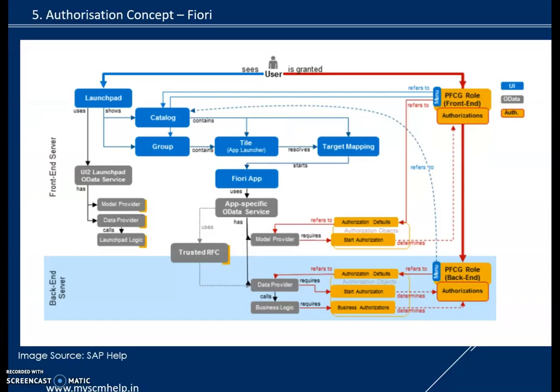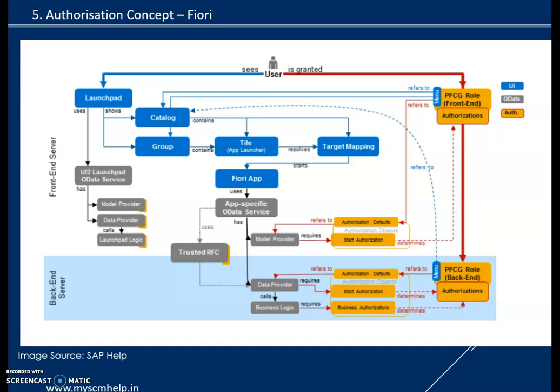So this is an architectural view of how the authorization concept works in Fiori. First, we should understand the three color codings which we have. The boxes which are in blue color are for the UI, nothing but our Fiori part. There is a dark brown color which is for the OData. And there is one more color which is for the authorization. These three colors are how we should know how the authorization flow is happening.